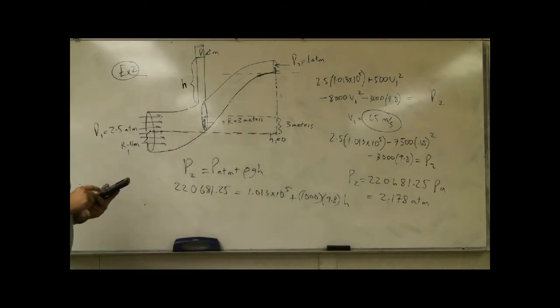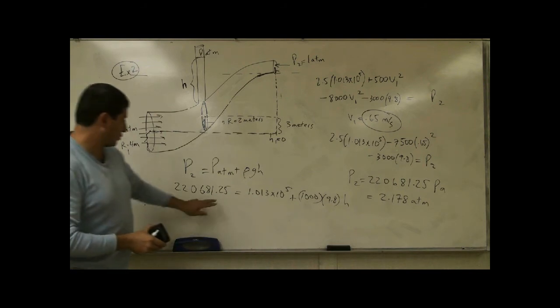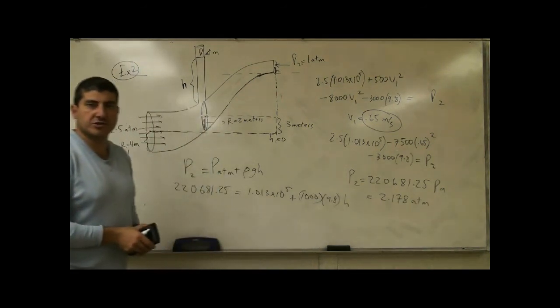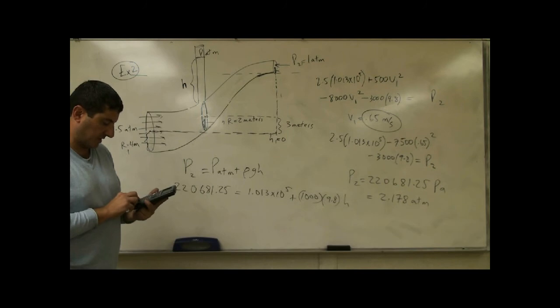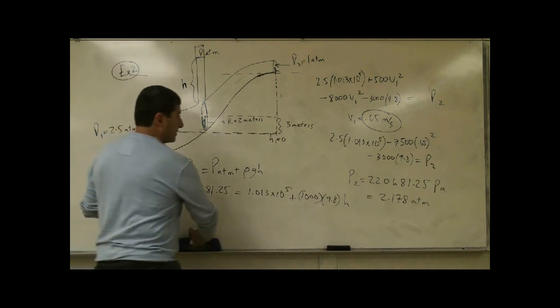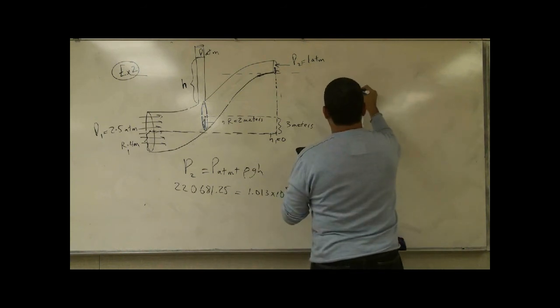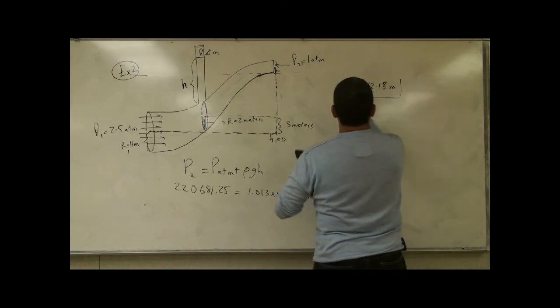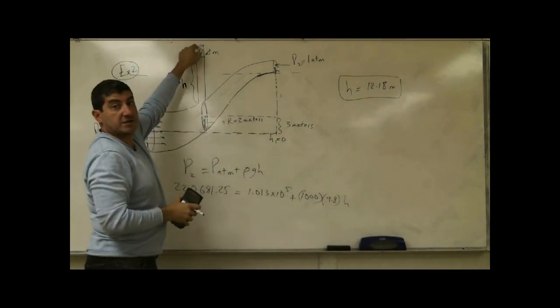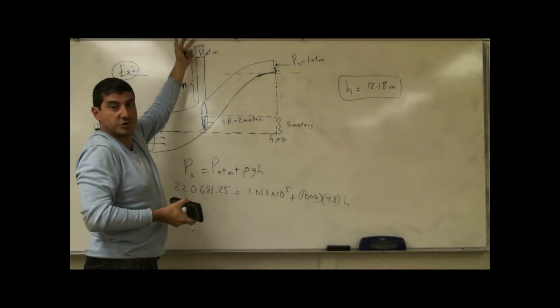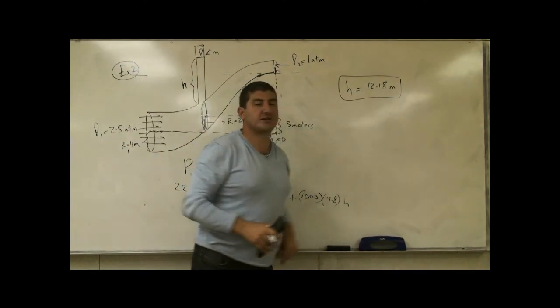So we take our answer, 220,000, we subtract 1.013 times 10 to the power 5, okay, so we get that. Then we divide that by 1,000 and by 9.8. Okay? So we get the height of the column of water, 12.18 meters. So it's good to have a column of water like about 15 meters, that way you're safe, 20 meters or something, okay? So 12 meters will not spill.